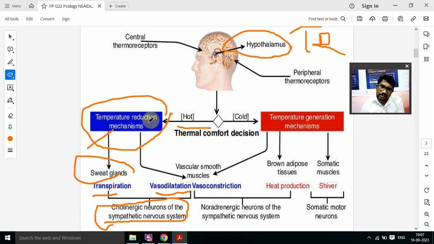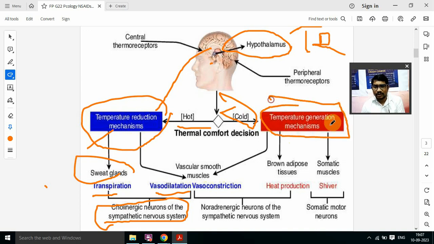So if there is an increased body temperature than normal, तो आपका ये mechanism चालू हो जाएगा. Sweat gland activity बढ़ा देगा, sweat produce कर देगा, cutaneous vasodilation हो जाएगा. ठीक है? If there is a decreased body temperature than normal, क्या होगा? So it will start this mechanism, the temperature generation mechanism. So your body will try to increase the body temperature.